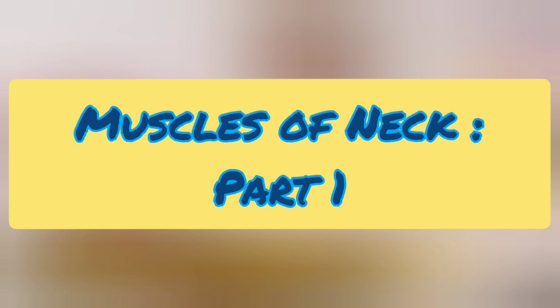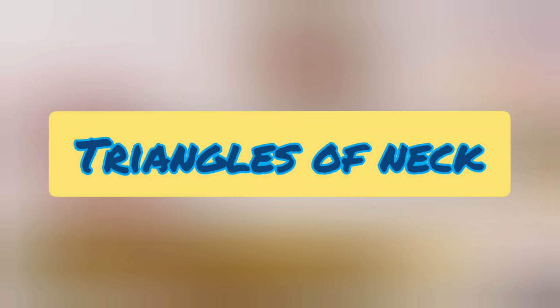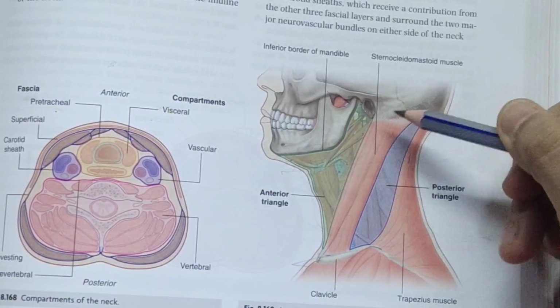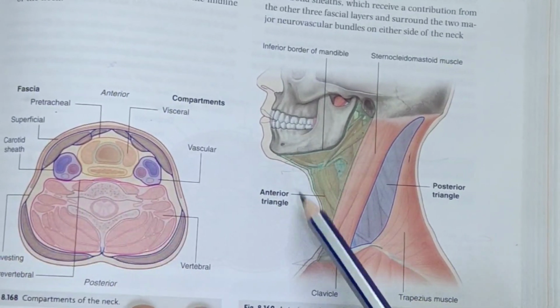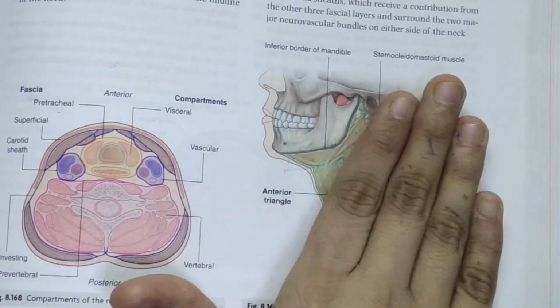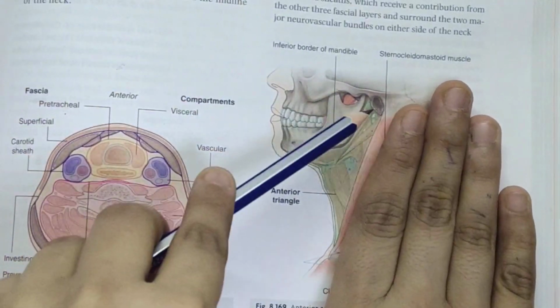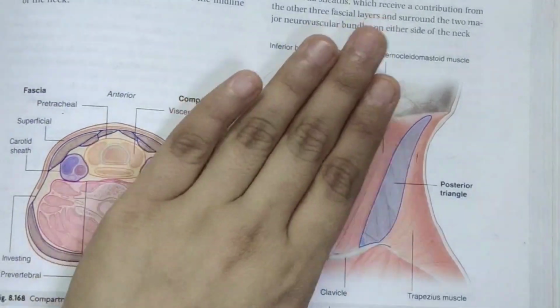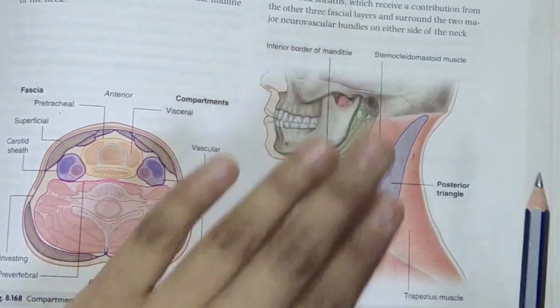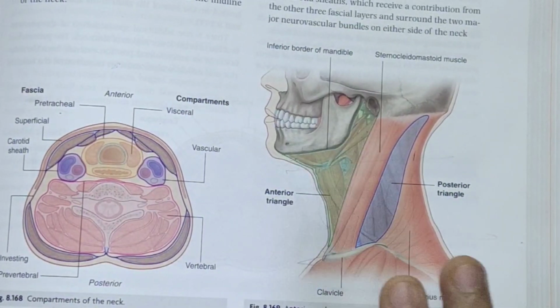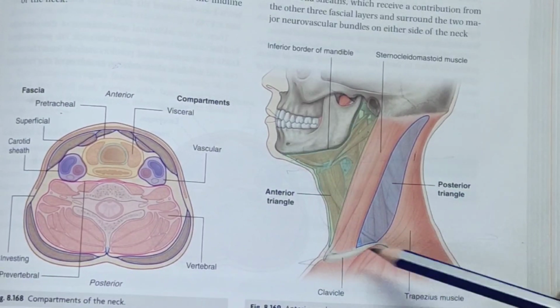Everyone, myself Diksha Singh, and today we will start learning about the triangles of the neck. There are two major triangles of the neck. One is the anterior triangle. In this diagram we can see this is the anterior triangle in this region, and the other is the posterior triangle of the neck. So there are two triangles of the neck which are found in the neck region.